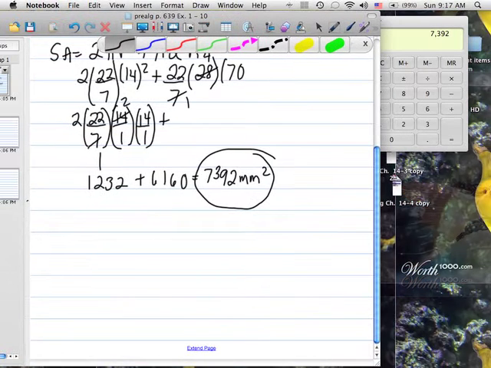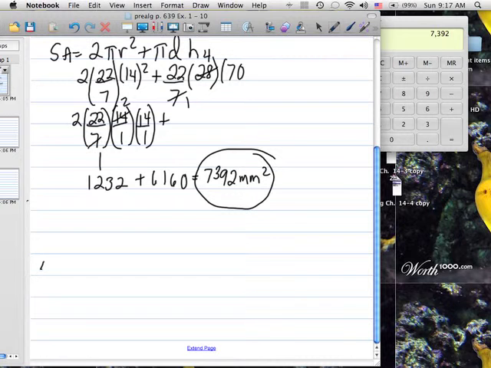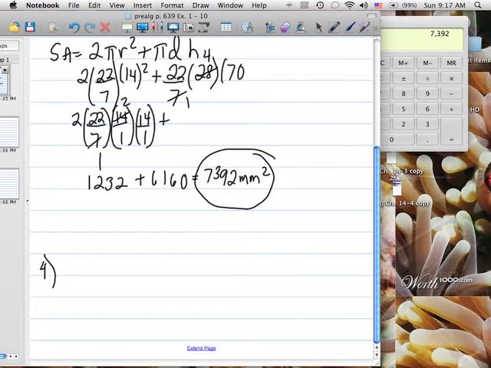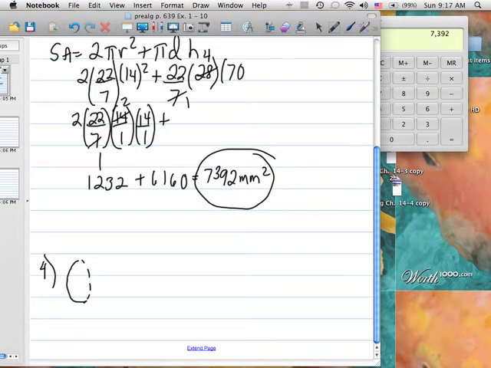Problem number 4. It's on the next page. It says find the surface area of each cylinder. Okay, I think I'm just going to try drawing these. If they look pretty bad, just live with them. Okay, we have another can on its side here again.